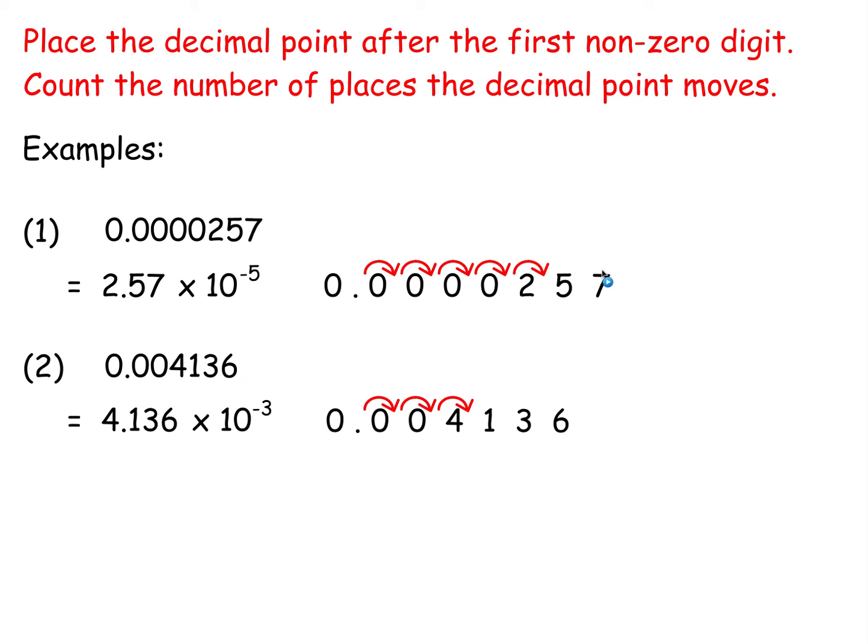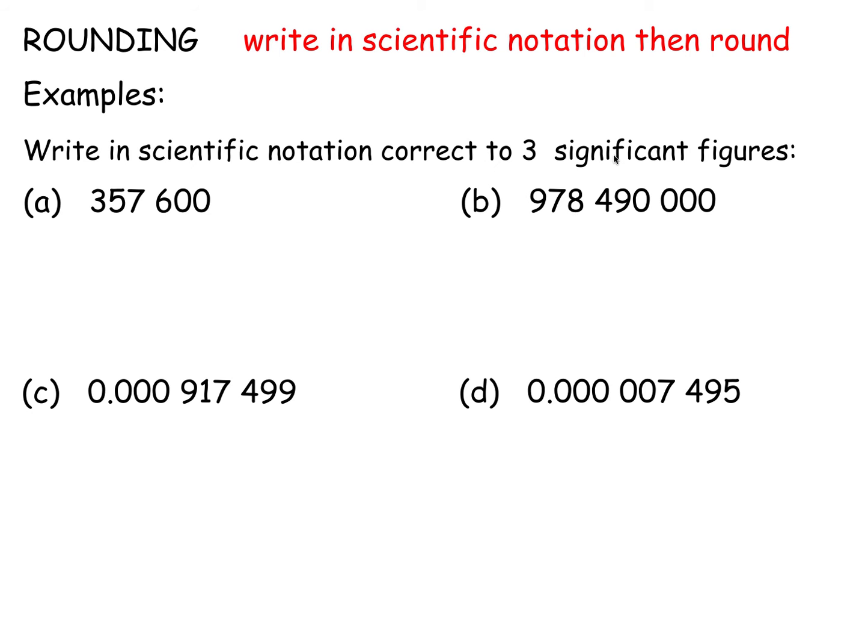Now, there was also a previous video on significant figures and rounding, so what we're going to do is bring that together, because it's quite common in scientific notation calculations that you carry out a calculation, get an answer in scientific notation, and have to round it. So we're going to put these numbers into scientific notation and round them correct to 3 significant figures.